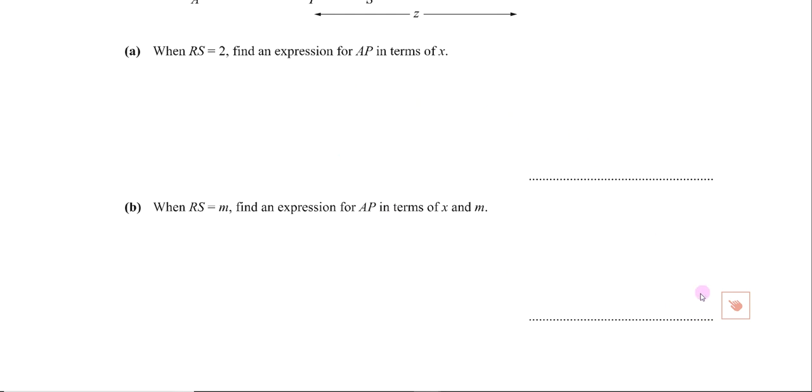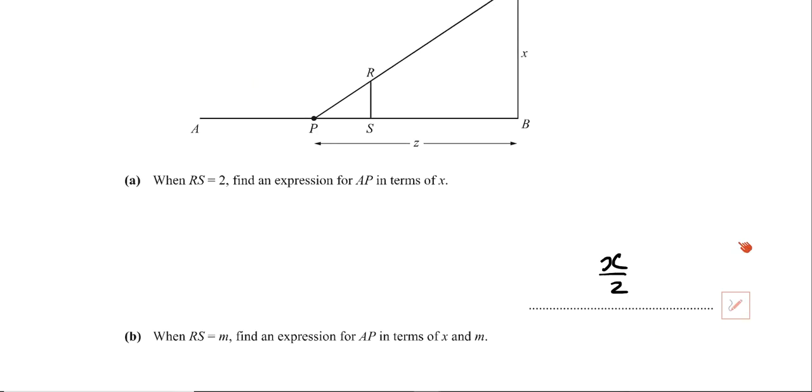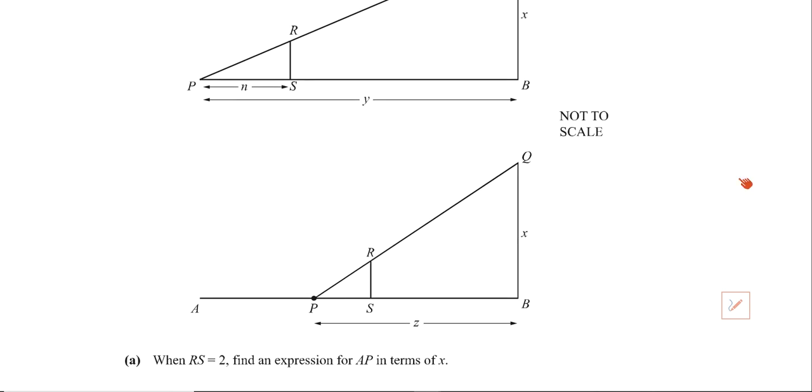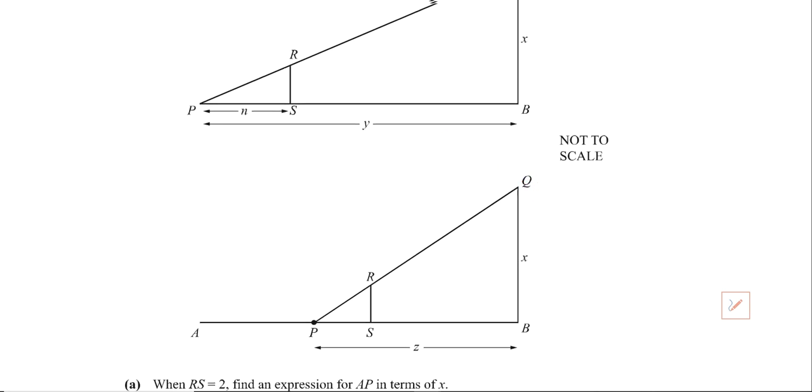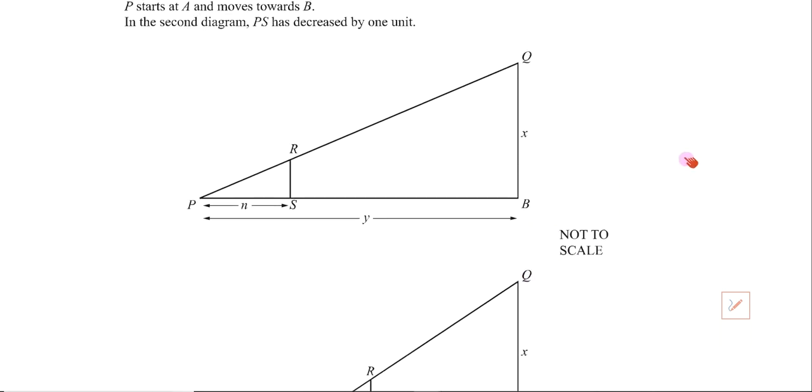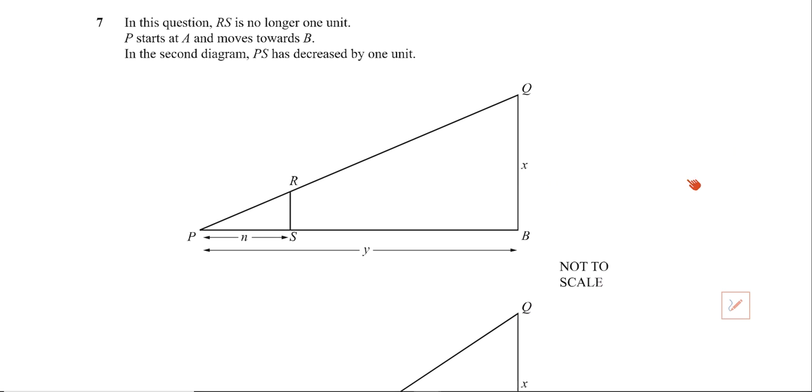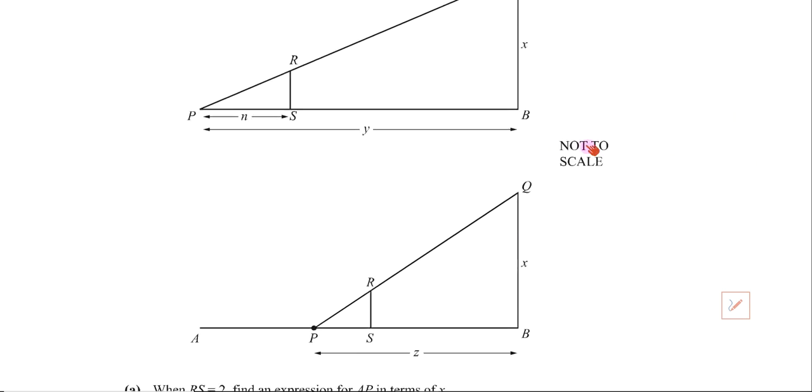So -2, AP equals x over 2, and then AP equals x over n. Is there anyone that doesn't know where that comes from now? Right. Go on then, Greg, explain. This whole time, we have been acting as if RS is 1, for all the other questions, and we haven't considered that RS could be any value, right?